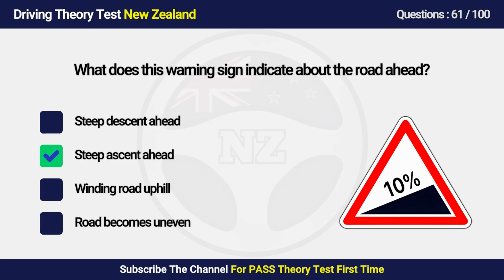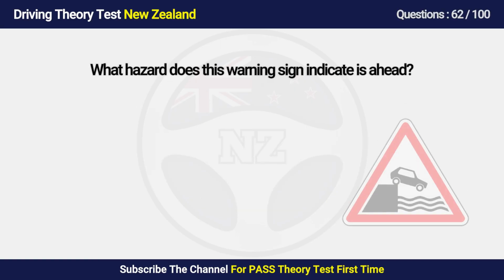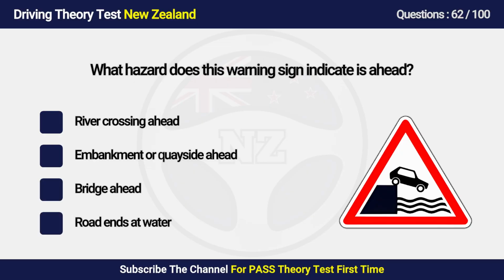Answer is B. Steep ascent ahead. This steep ascent sign warns drivers of a significant upward slope in the road. Drivers may need to change to a lower gear to maintain power and speed, and be aware of visibility over the crest. Question 62. What hazard does this warning sign indicate is ahead?